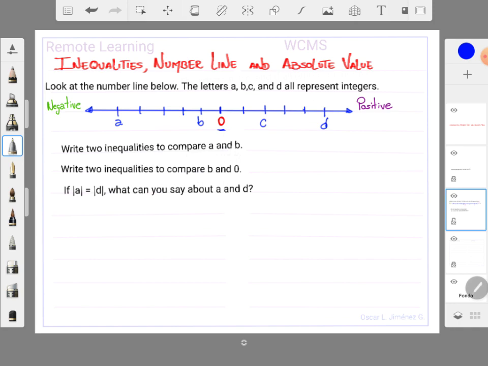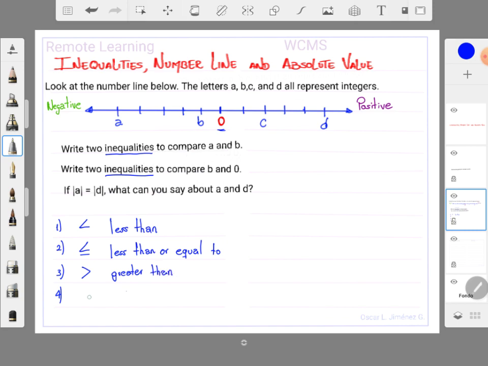So let me start talking about this word, inequalities. When you talk about inequalities, you must remember that we have four kinds of inequalities, each one represented by one sign. The first sign is less than. That means the number on the left is less than the number on the right. This sign means less than or equal to. This sign means greater than, and this sign means greater than or equal to.